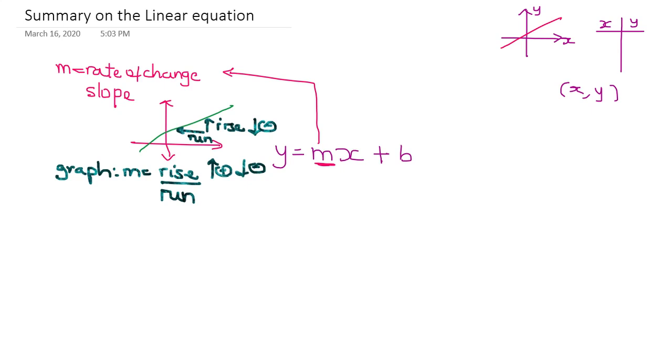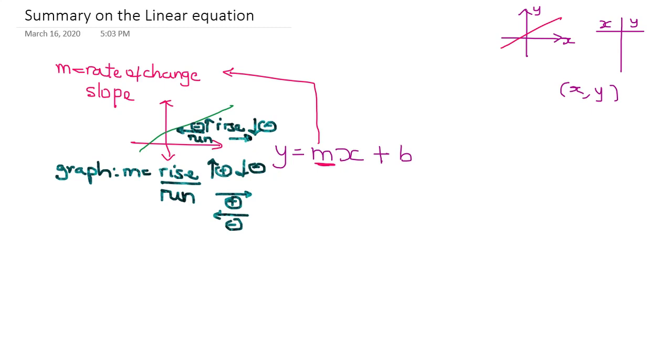On the other side, looking at our run, if you're moving from left to right, that is a positive run, or if we go from right to left, we have a negative run, which is represented as that over there. So that is a way to determine the slope by dividing your rise by your run.